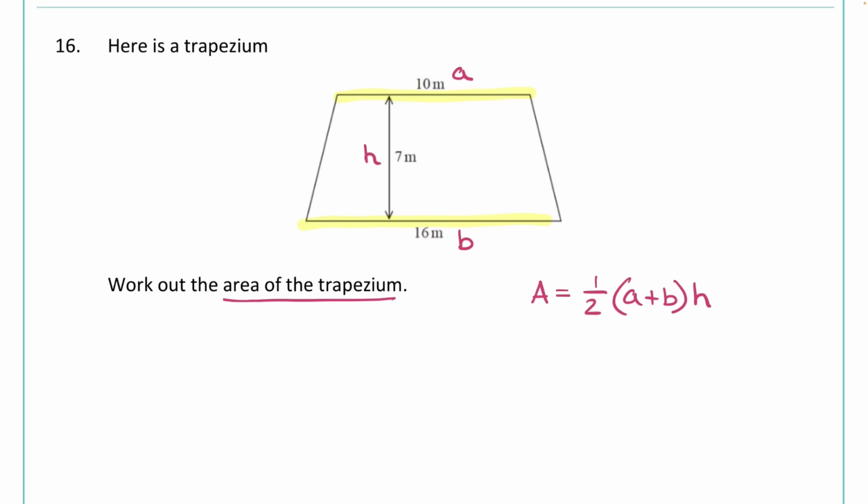So the way I tend to write this is I'll first take those two parallel sides and add them together, and then divide that by 2, as it's a half of that. So that is equal to 26 divided by 2, which is 13. Now I want to multiply that by the height, which is 7. So we have to work out 13 times 7.